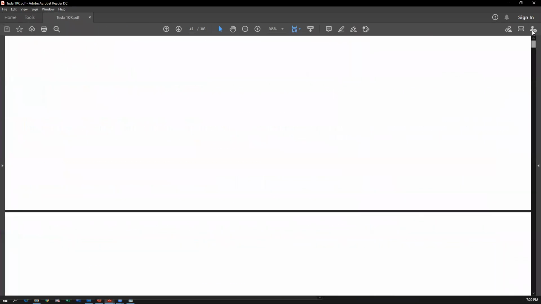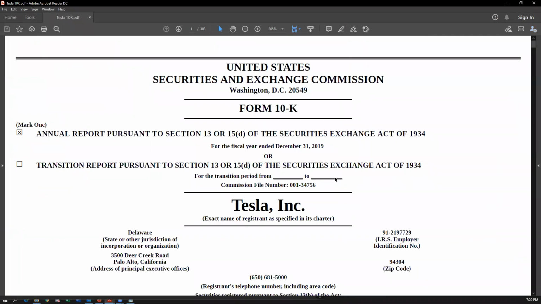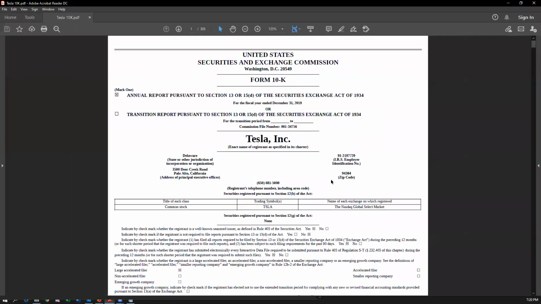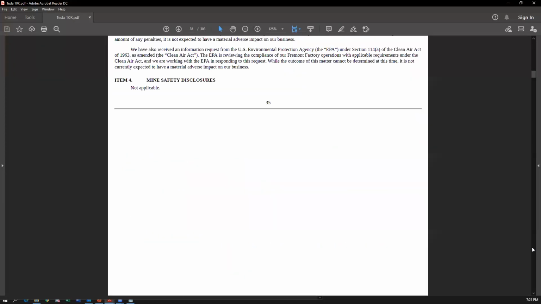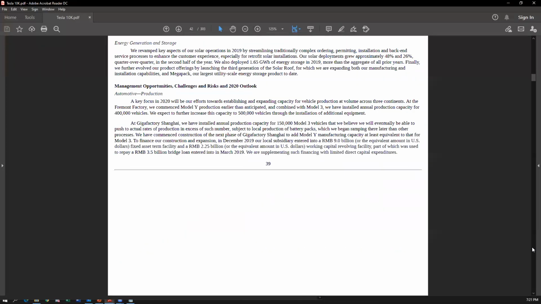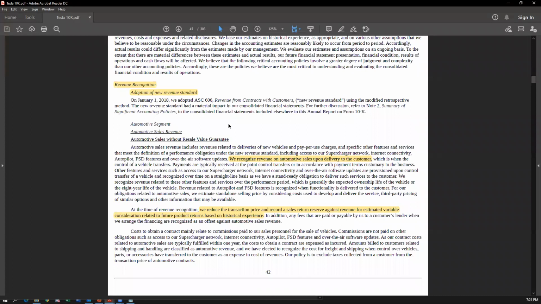So I use this example all the time. This is Tesla's financial statement, or Tesla's 10-K. One part of the financial statement talks about the accounting principles. Here.